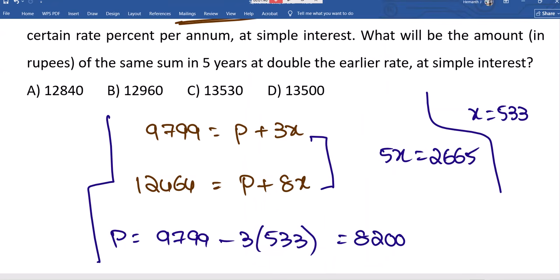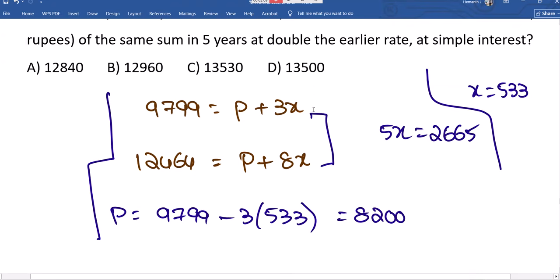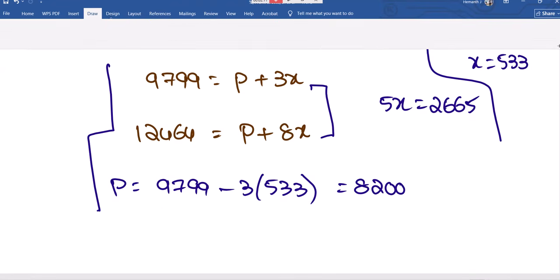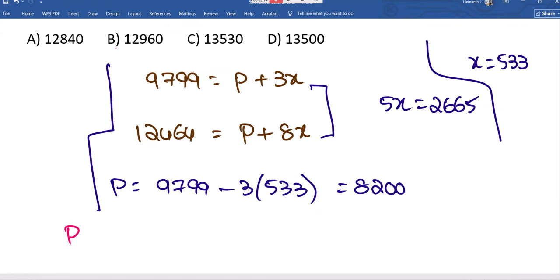Sir, you have to calculate the rate of interest. See, I'll go in this fashion now. What is the interest for 1 year in this case? Up to now, are you clear? You have P plus 3x and P plus 8x. The difference is 5x. You got the x value 533, and putting that in, you got the principal. Now listen, the principal is 8,200. What are they asking? After 5 years, with double the rate of interest.